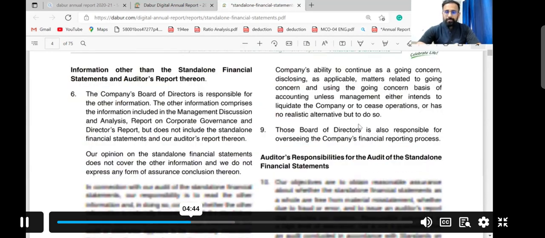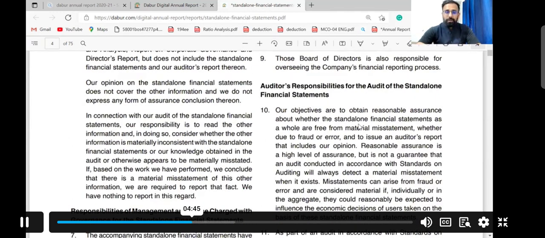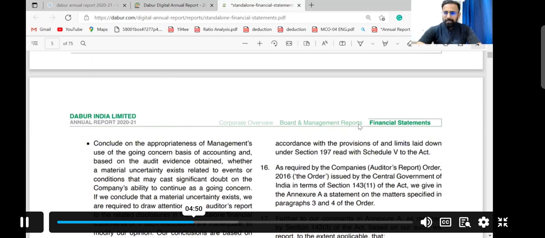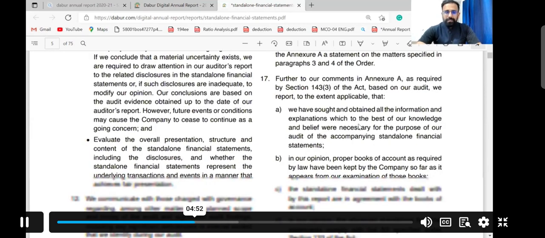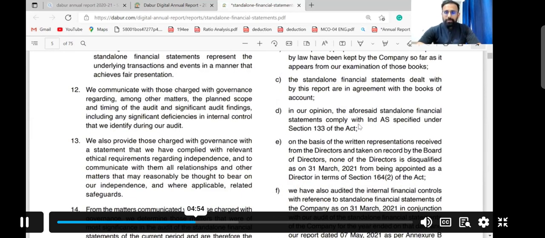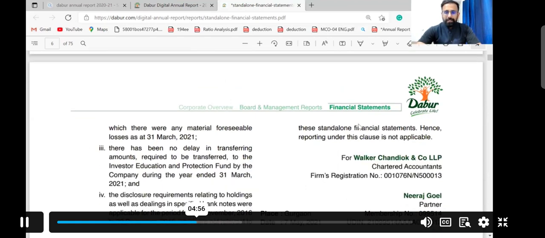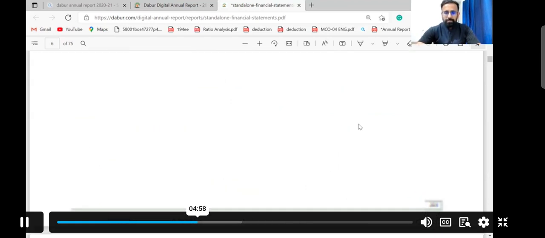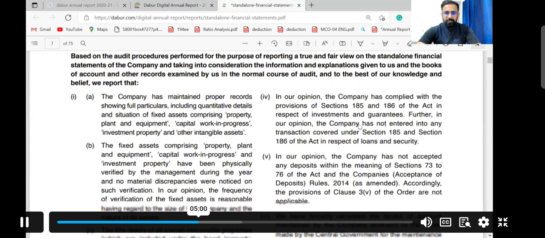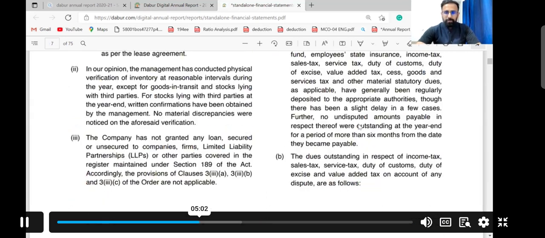So here, in the auditor's report, the auditors are saying that the annual report is correct, this financial statement is correct, right? Further, if you see, the company also provides their financial statement. So here you will be able to see the balance sheet of this company. I will be showing you the balance sheet here.